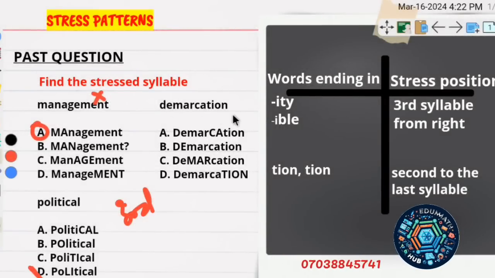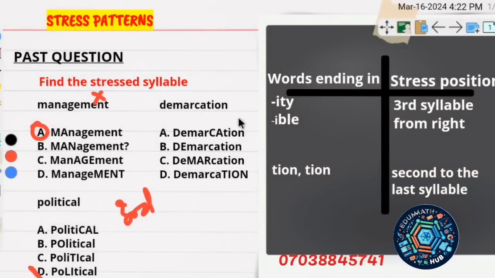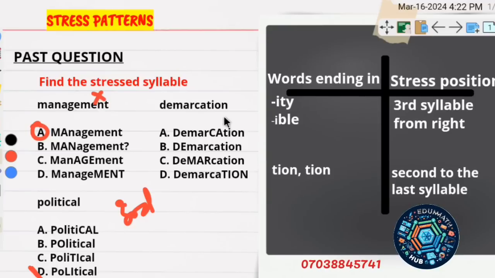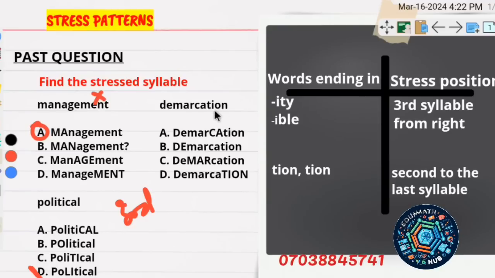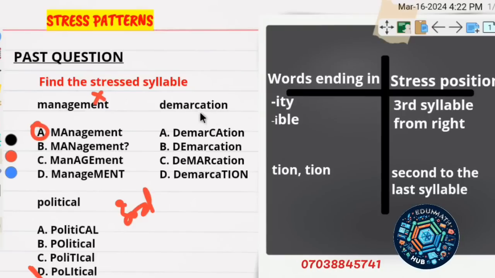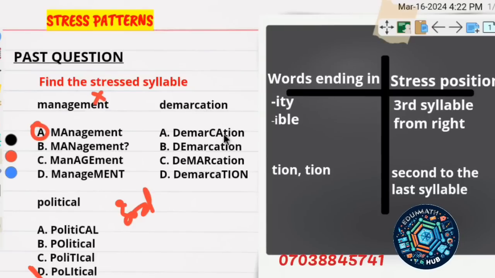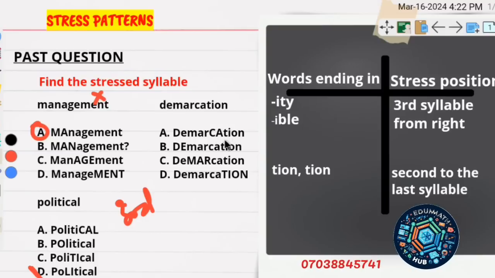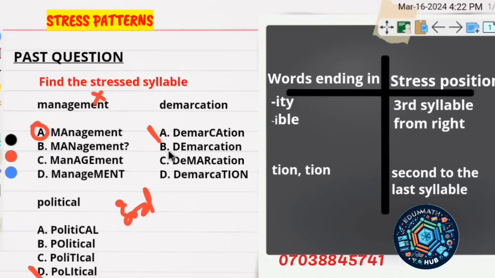Then demarcation. This one is ending in tion. For words ending in tion, what you need is the penultimate syllable. So this is the last syllable. You need the one that is next to it. So if you check very well, you need ca. This one should be in caps. So this is the correct answer.